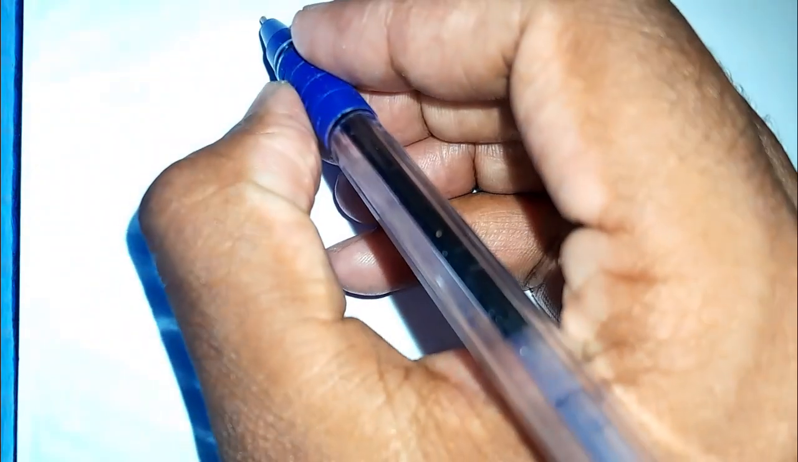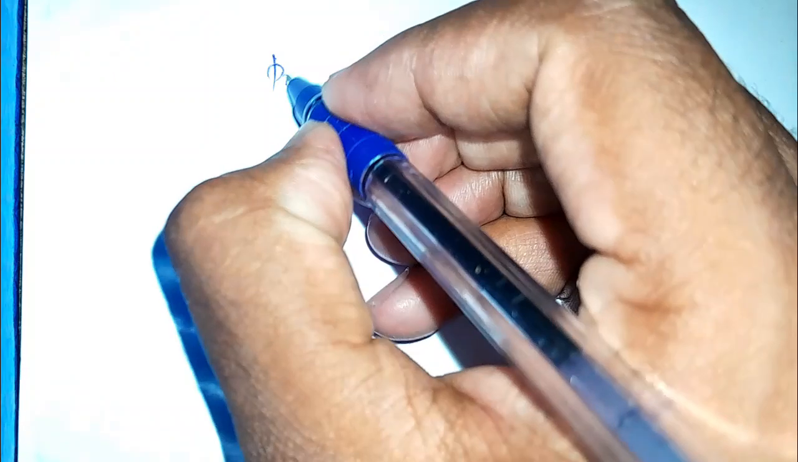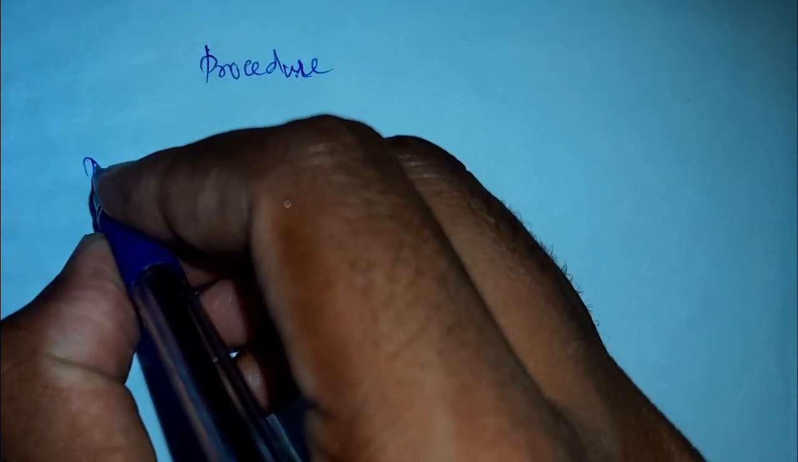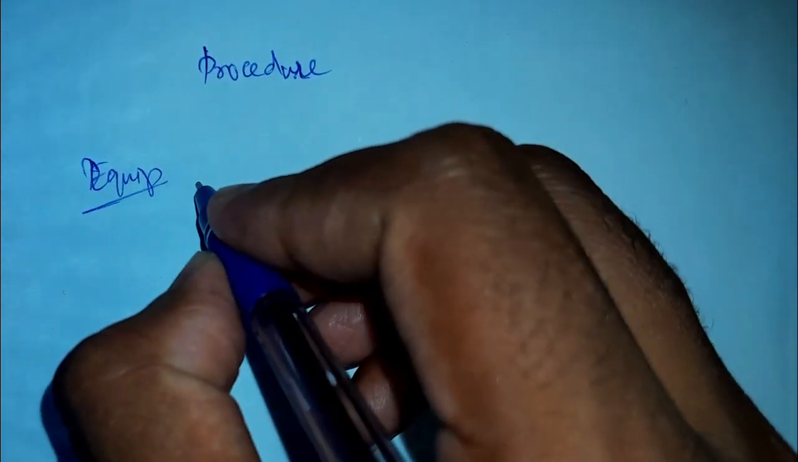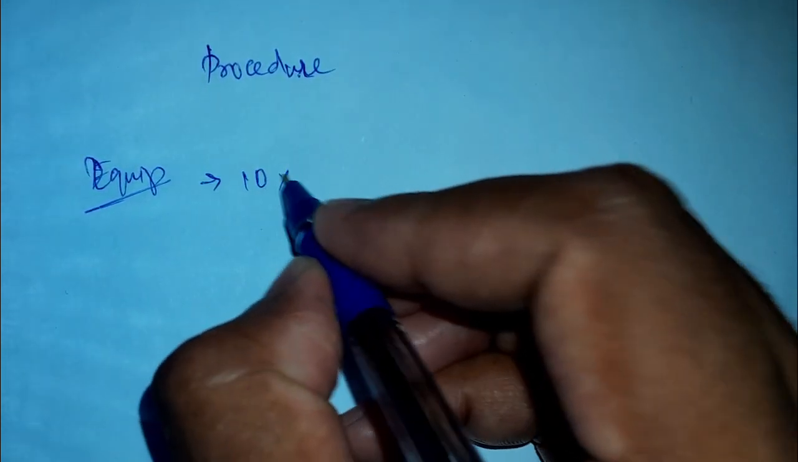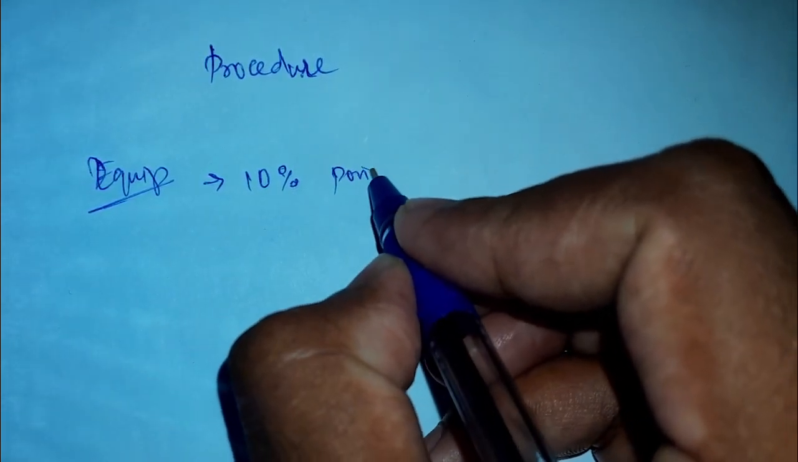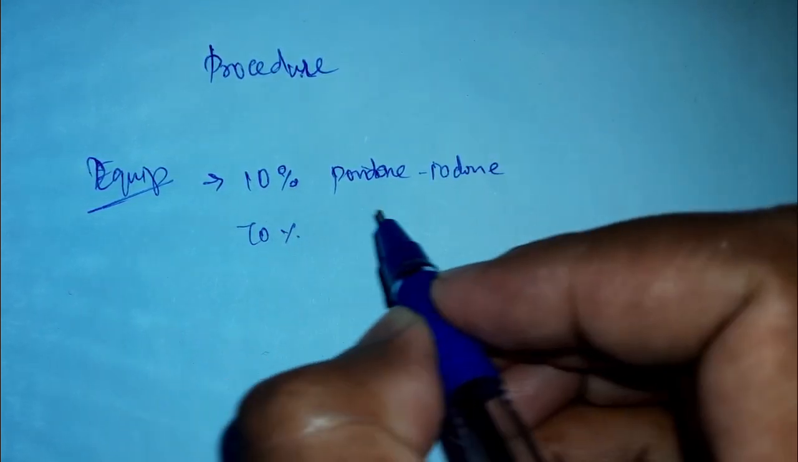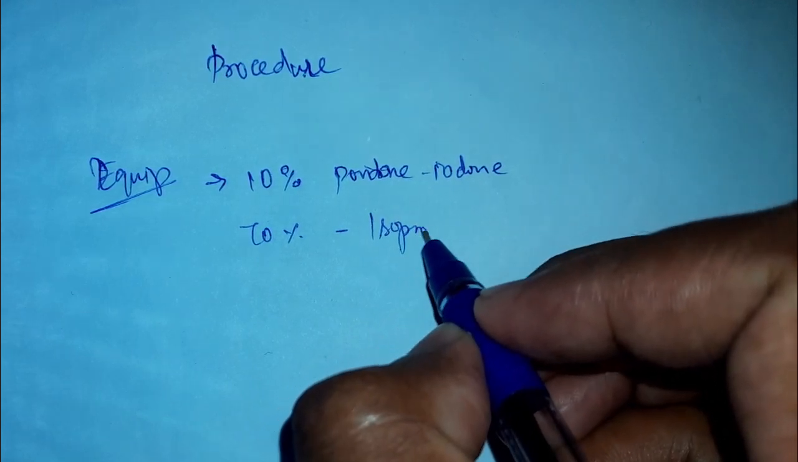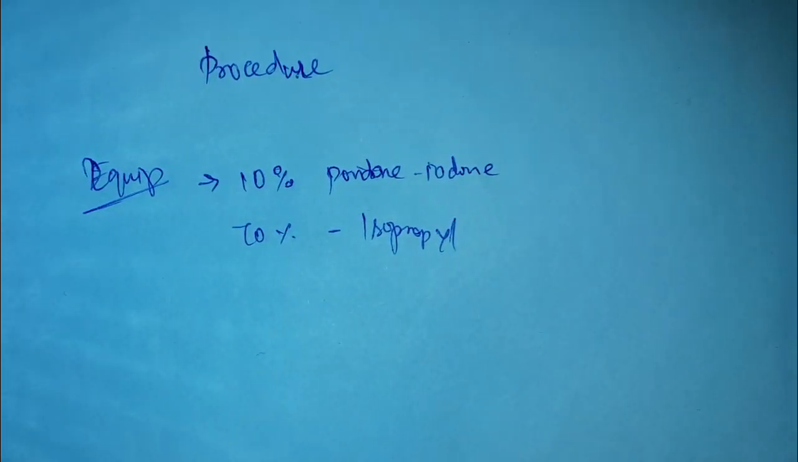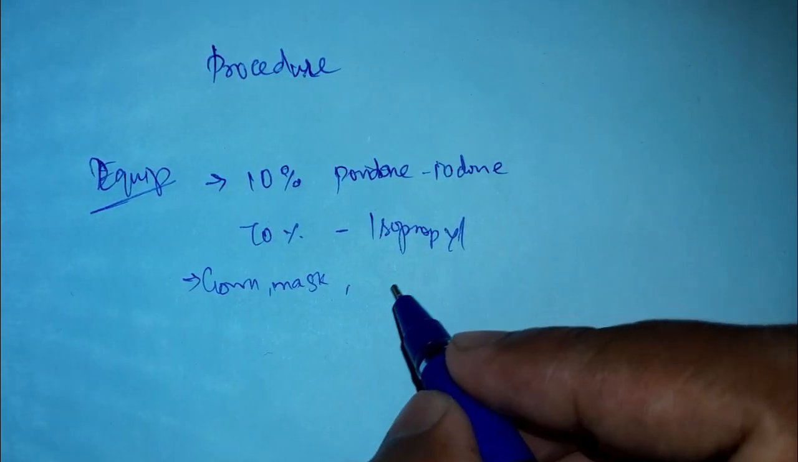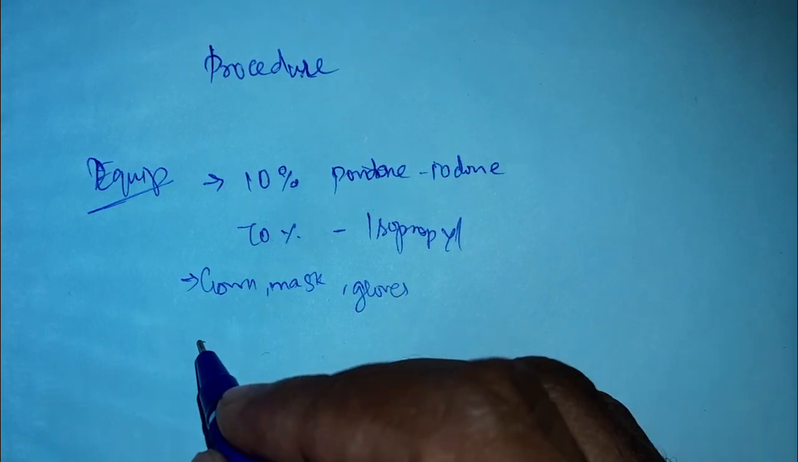Let's discuss the decortication of the lung procedure. For this procedure, some equipment is required. First we should prepare the skin with 10% povidone iodine and 70% isopropyl alcohol solution. By this we can prepare the skin. Then we need a gown, mask, sterile gloves, goggles and all.